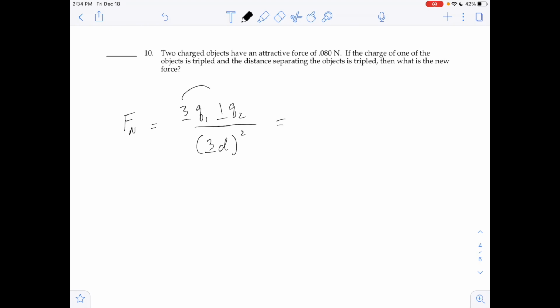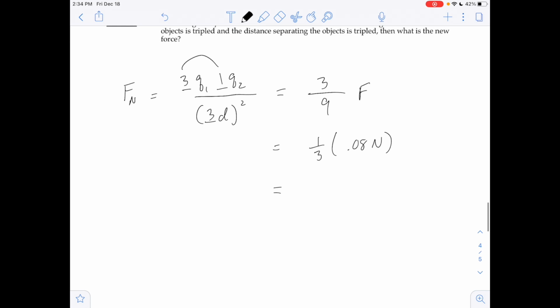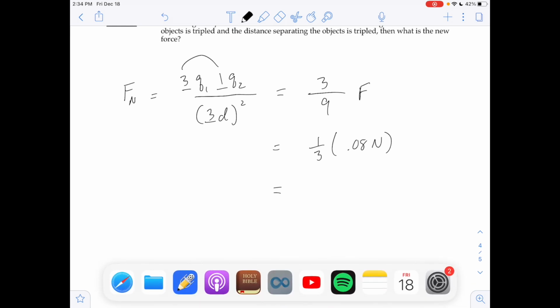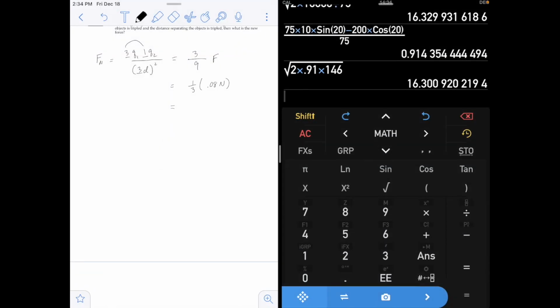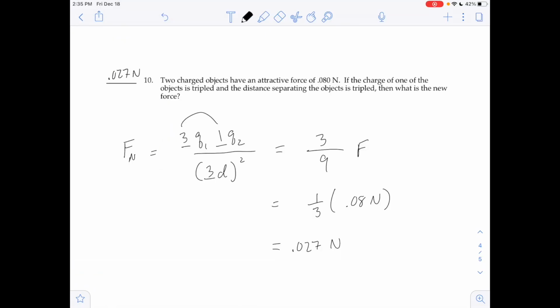And so now to figure out by what factor that force is going to change, we multiply the numerator. So we have 3 times 1 is just 3. And then in the denominator, we have 3 squared, which is 9. So we have 3 over 9 times that old force. And so that's going to be equal to 1/3 of 0.08. So if we triple one of the charges, but also triple the distance, then let's see what our new force is. So we get 0.027 newtons.